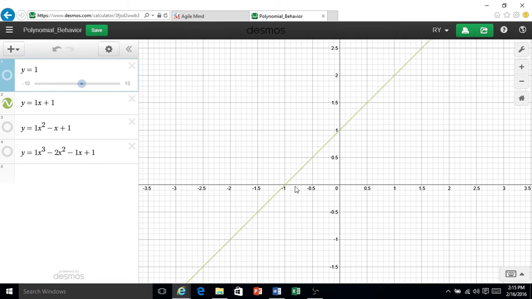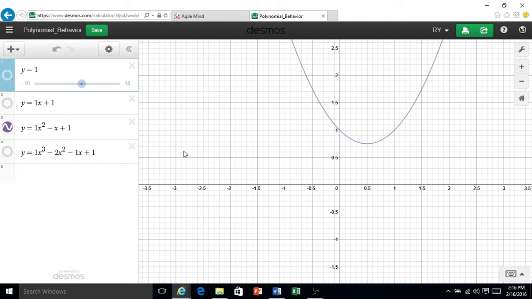Here is a first order polynomial. We see here x to the first power, and it has 1 root. It has 1 solution if we set the equation equal to 0. Another way to say that is that it crosses the x-axis 1 time.